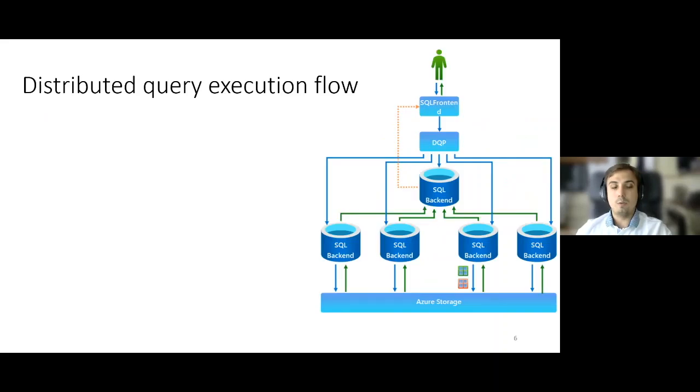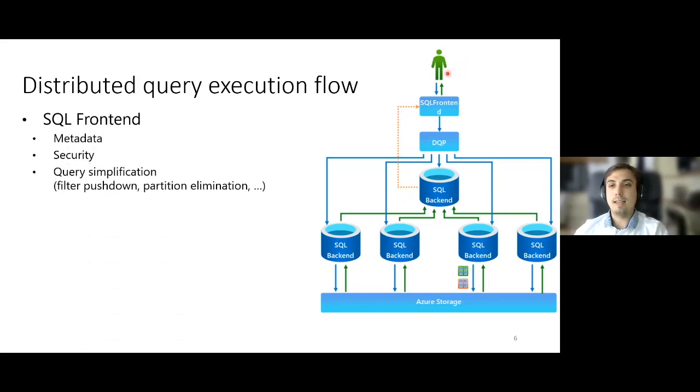And how does that all work? We have a distributed query execution flow, and this green thing is our user, who is interacting with the SQL frontend. The SQL frontend is a place where there is some metadata handling, security handling, and some query simplification done, like filter push down, partition elimination, and similar. After that, the query gets propagated to the DQP.